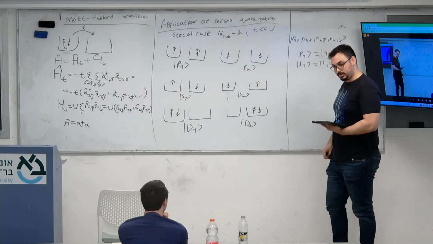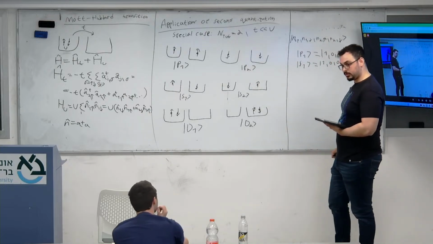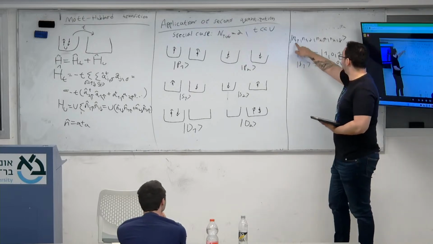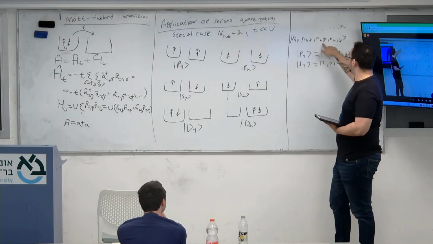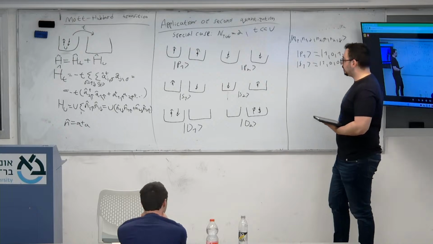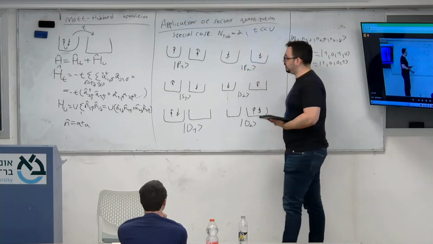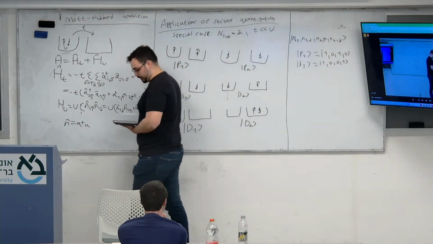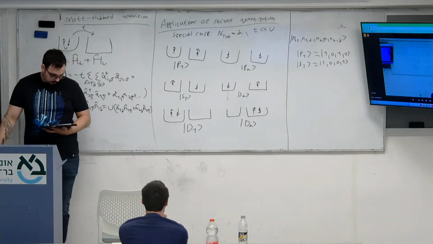You have a question? Yeah, just trying to figure out the notation. N1 up, N1 down, N2 up, N2 down. Basically, I'm counting each electron here and the direction of each electron.